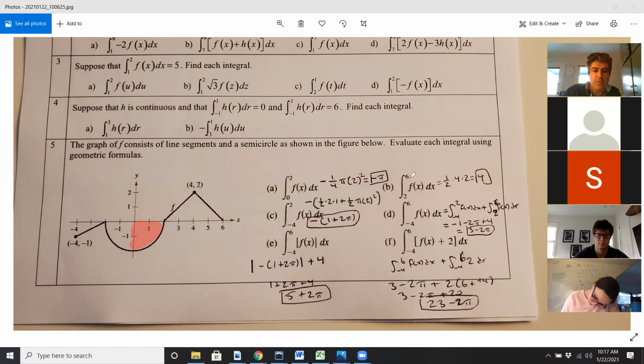For part B, you're integrating from 2 to 6. From 2 to 6, I'll do that in green. Well, that's just a triangle. So the base is 4, the height's 2, 1/2 times 4 times 2, that's 4.